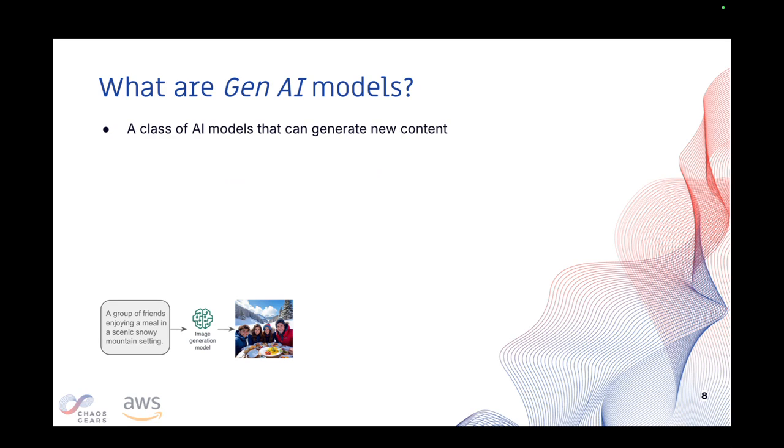And here is an example. Here we have an image generation model. You put into it some text, some description, and it generates an image based on this description. But those models are not really limited to images. They can understand and generate text, videos, or even audio.